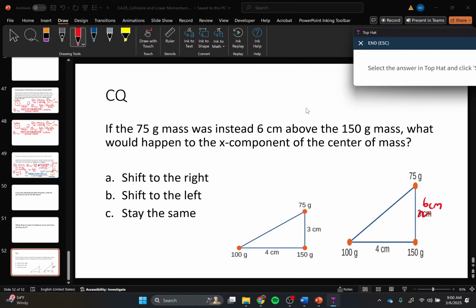So if I stretch the 75 gram object upwards, what happens to the X component of the center of mass? Does it shift to the right? Does it shift to the left? Or does it stay the same?